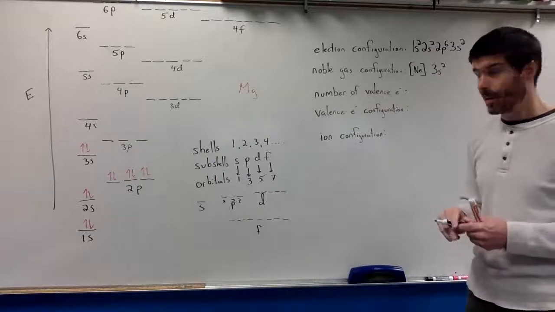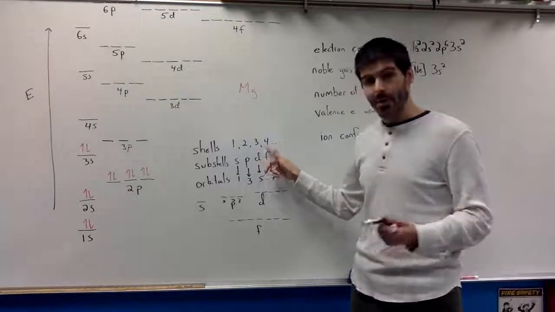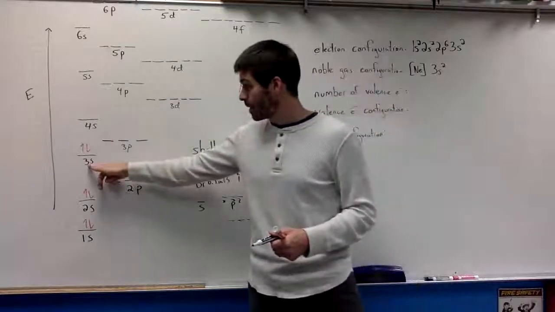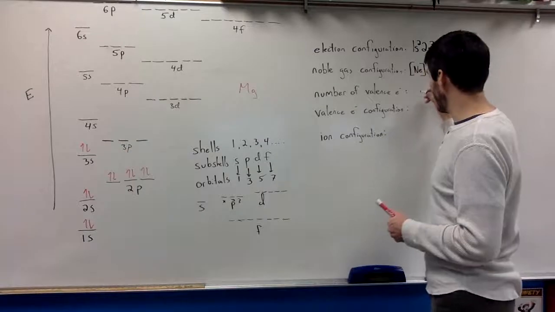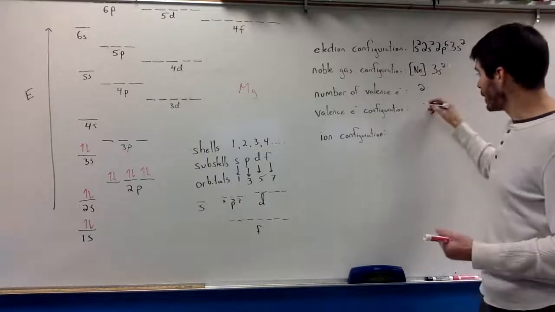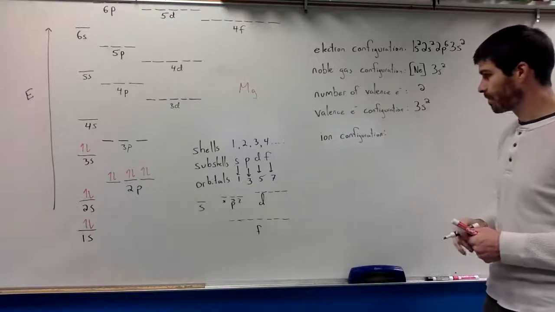So we can shorten them a little bit. How many valence electrons does it have? Well, the valence shell is the outermost shell. You can see the third shell is my outermost shell. It has 2 electrons in there. The configuration, where are those 2? Well, they're in the 3s2 position.